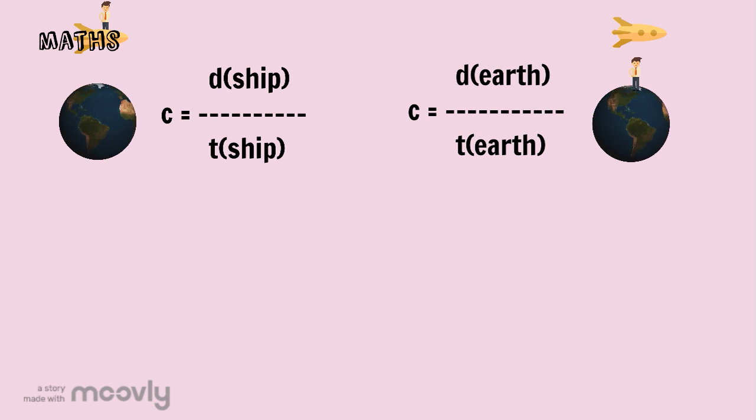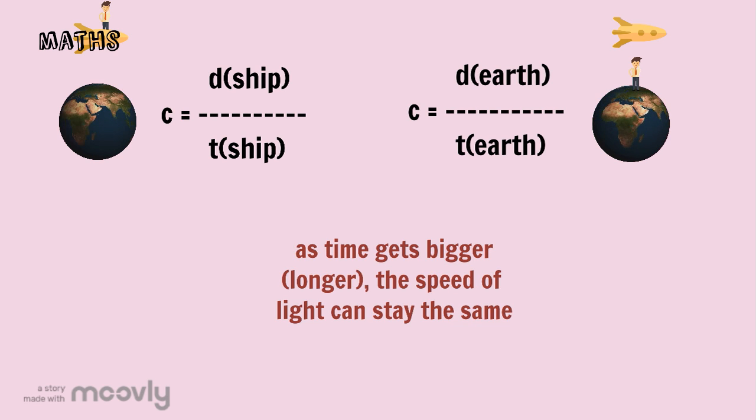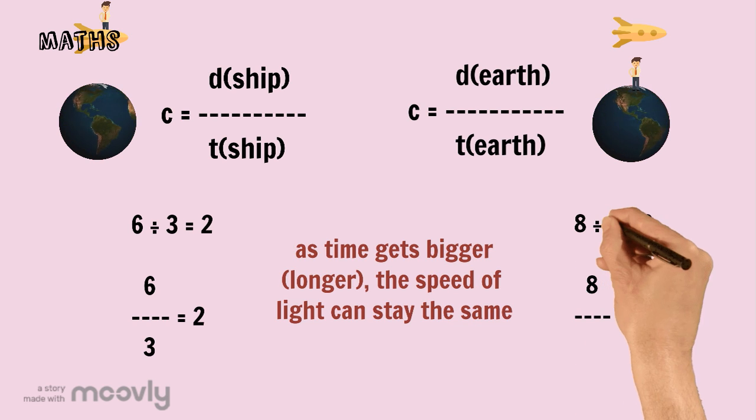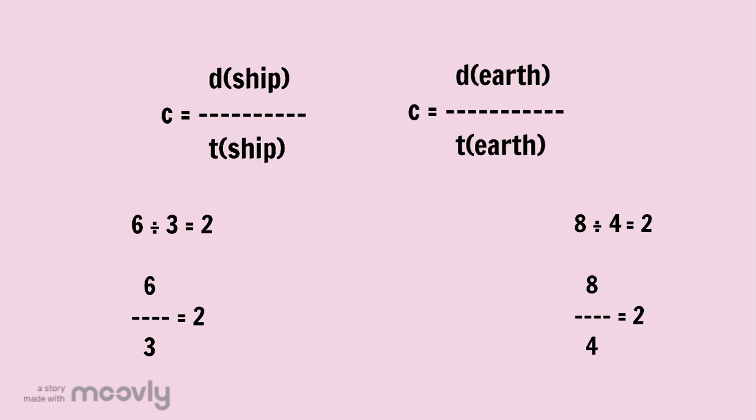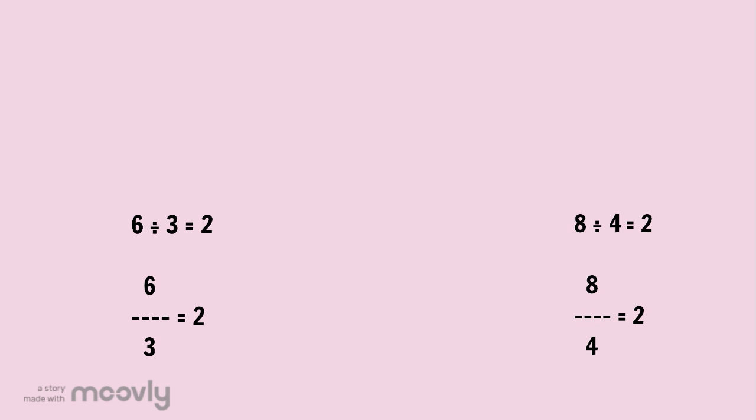If our speed of light can never change, we have to change something else in the equation. So, if we make time bigger in the Earth equation, we can make the speed of light stay the same. Let's make that 3 into a 4. That's much better. 6 divided by 3 is 2, and 8 divided by 4 is 2. We're all happy now. So we see as our distance gets bigger, we make time bigger, so the speed of light can always stay the same. This is the mathematical reason why time dilation happens.